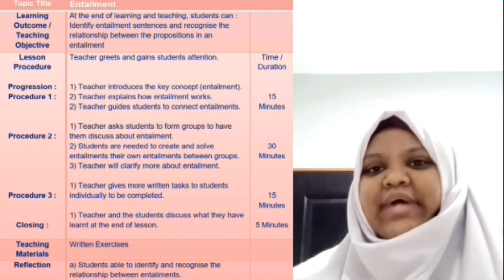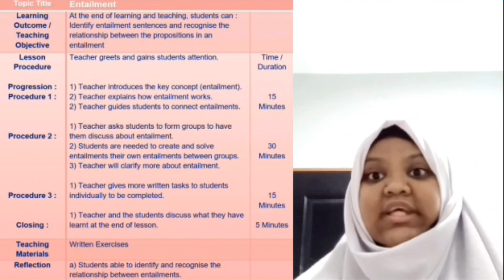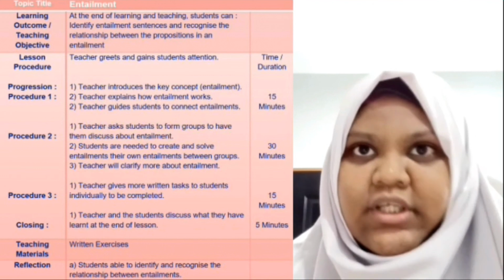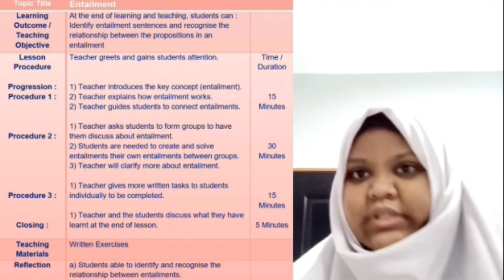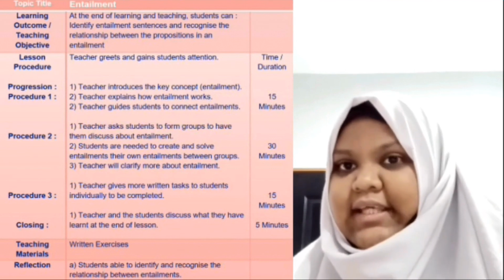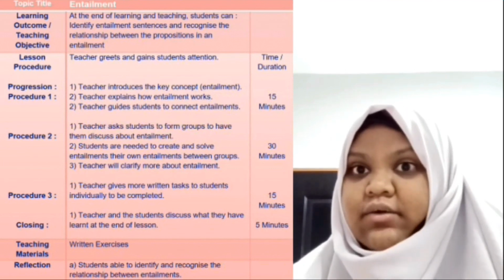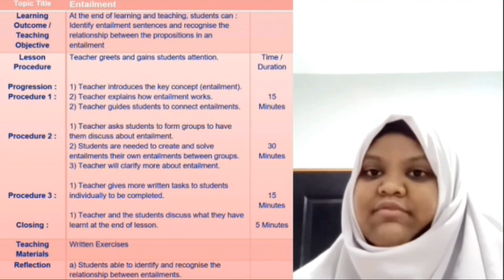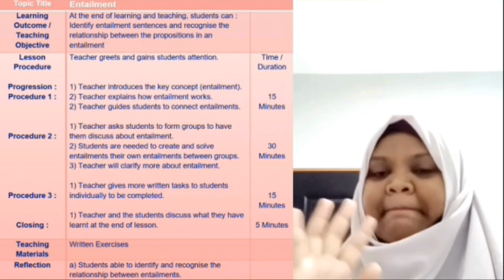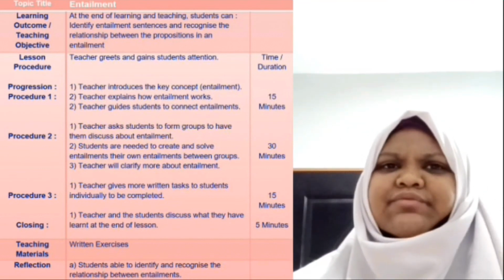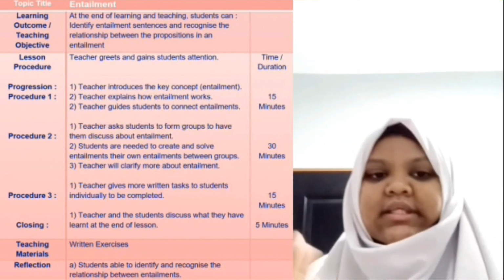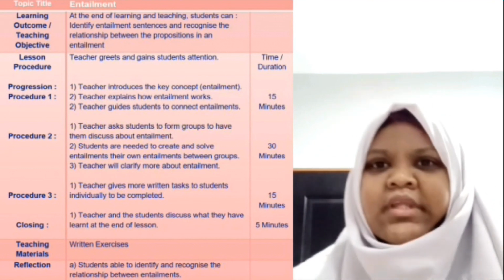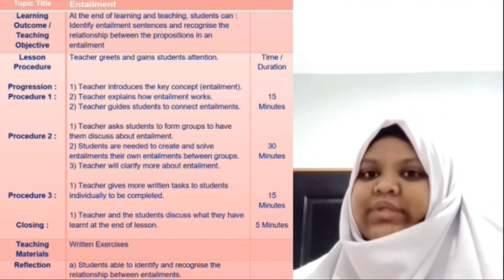Okay, as for the closing, before the end of the class, a reflection should be done. This reflection is about asking the students what they have learned in the class, and this is to see also whether the class has fulfilled the aim or objective of the lesson. Okay, that is for the lesson plan. And as for the teaching materials, of course, the exercises that the teacher provides. Okay, and then after that, let's move on with the conclusion.